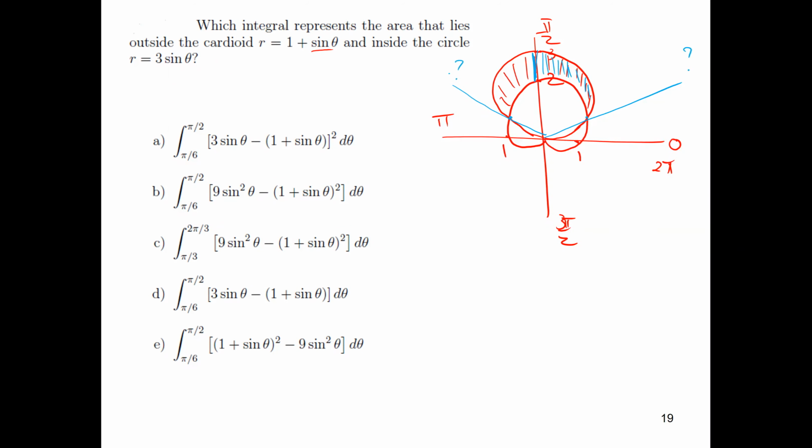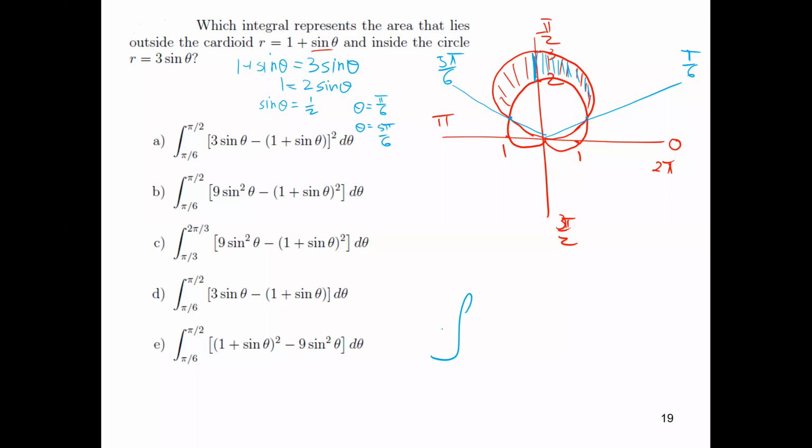But we still need these points. One curve, 1 plus sine theta, must be the same as 3 sine theta. Subtracting sine from both sides, we have 2 sine theta, and then I can divide by 2, we have one half. Sine for what angle is 1/2? For pi over 6 and for 5 pi over 6. That's pi over 6, and this is 5 pi over 6.